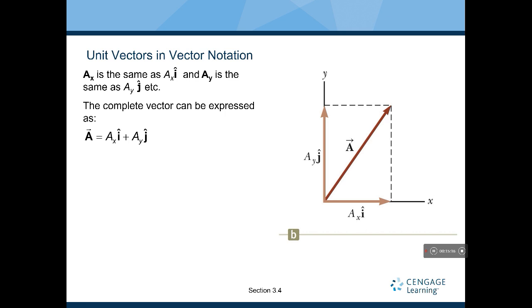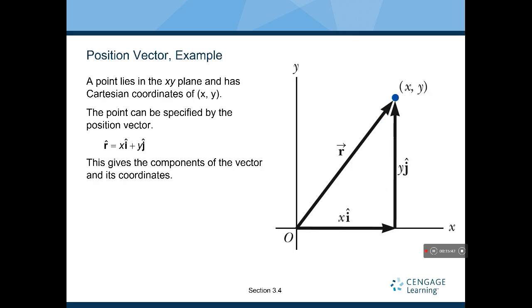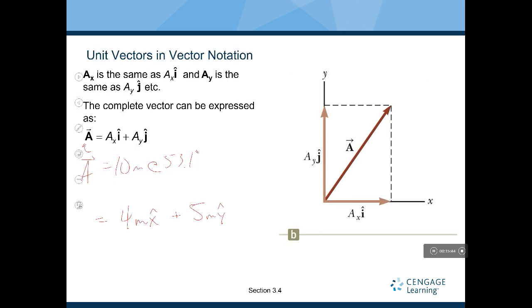So A hat, I already have on the board, but I'll write it up here for Eleanor. 10 meters at 53.1 degrees. That's that. And that is equal to 4 meters x at 5. Sorry, nope, that's wrong. Darn it. It should be 3 meters. That's the only thing that's wrong.